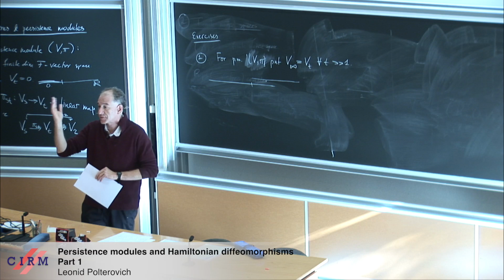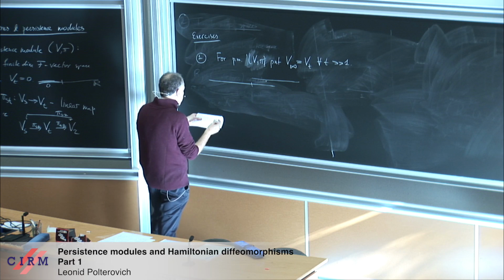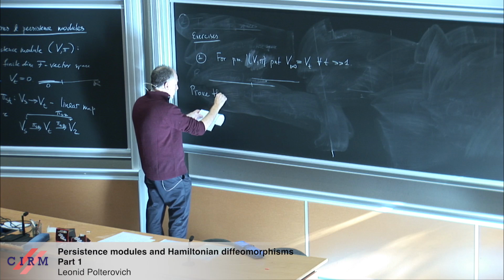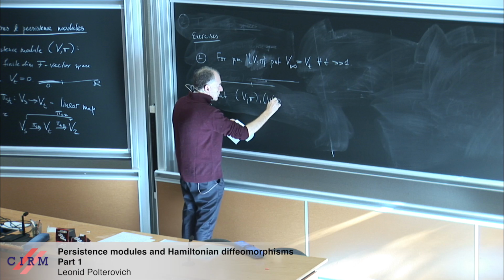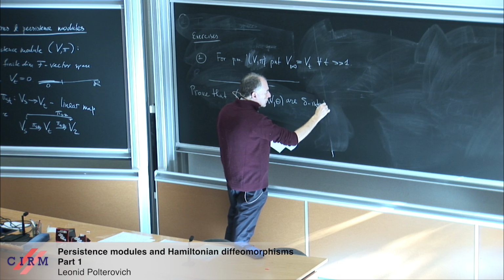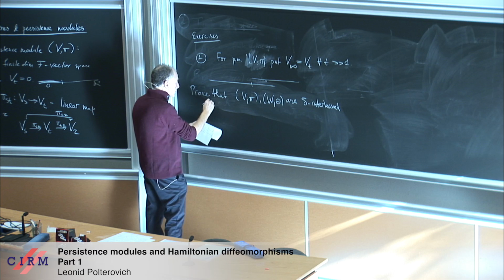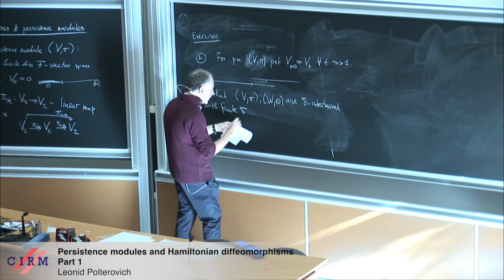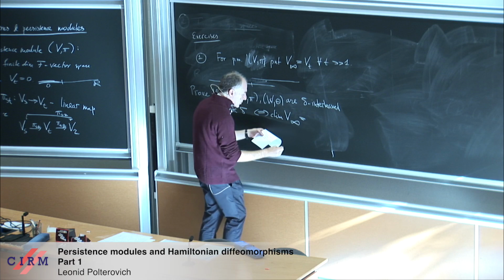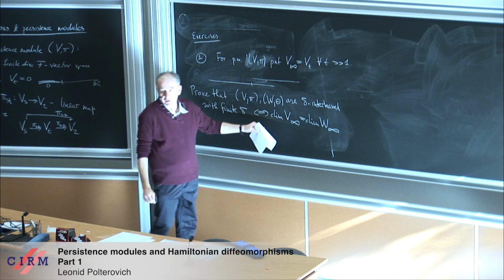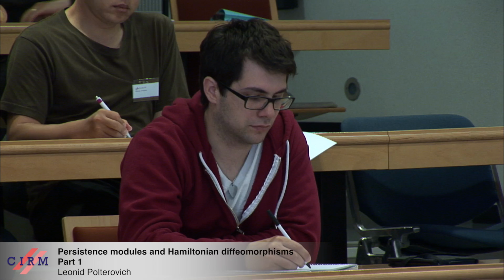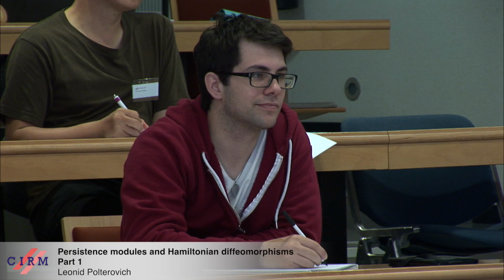And the claim is the following: prove that V pi and W theta are delta interleaved with finite delta if and only if the dimension of V infinity equals the dimension of W infinity. This is quite an exercise. Shiratani, who is in this room, solved it at once, so if you have a question, you can ask her.